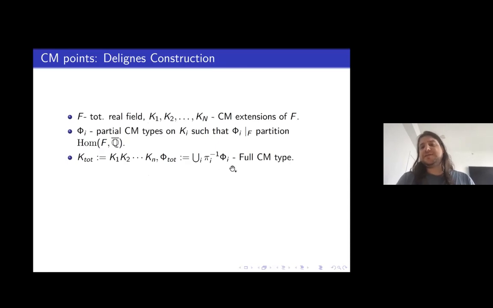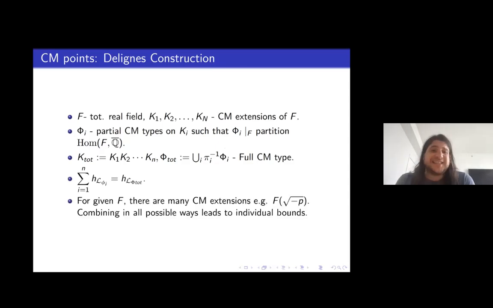So what do I mean by this inverse image? I just mean look at all embeddings of K_tot, which on K_i restrict to something in phi_i. And if you do that, it's not very hard to see that this phi_tot actually gives you a full CM type. So if you have a bunch of different partial CM types, you can put them together in this way to get an honest to goodness CM type, and then that's something which occurs in AG.